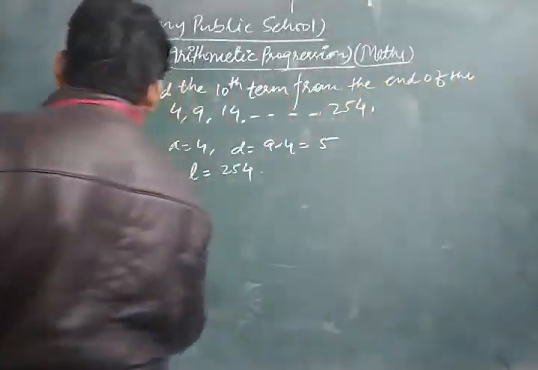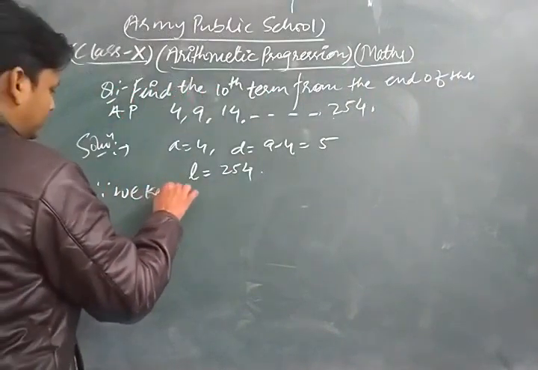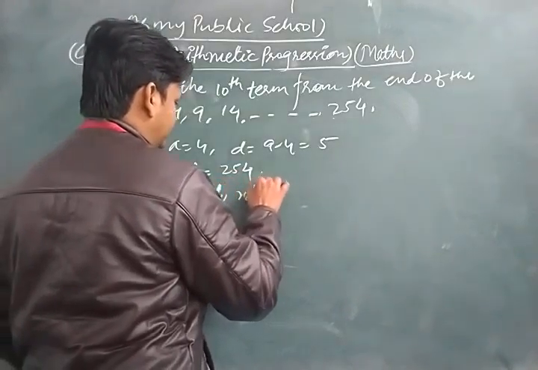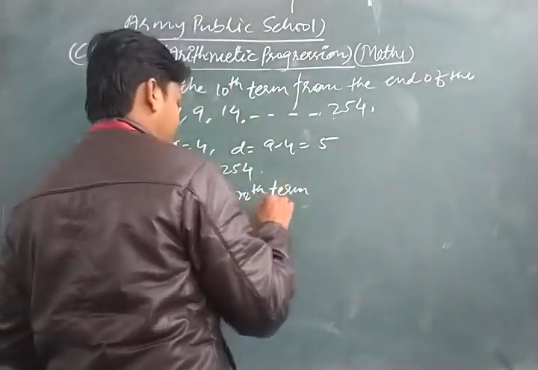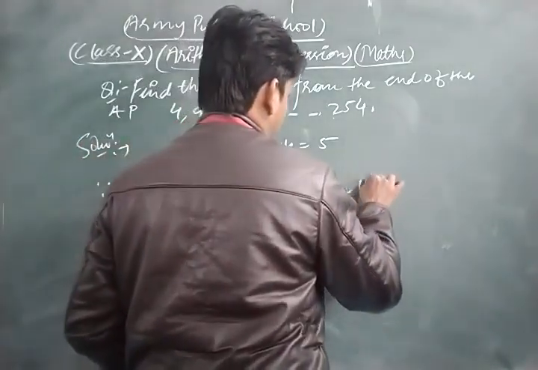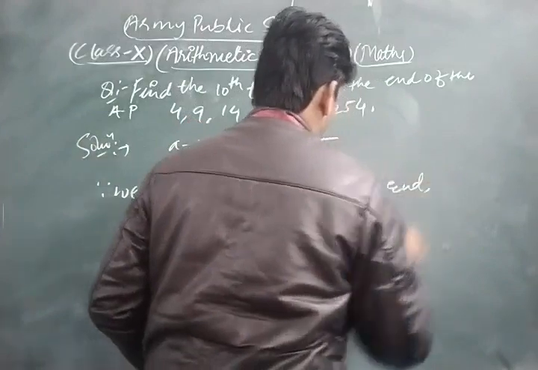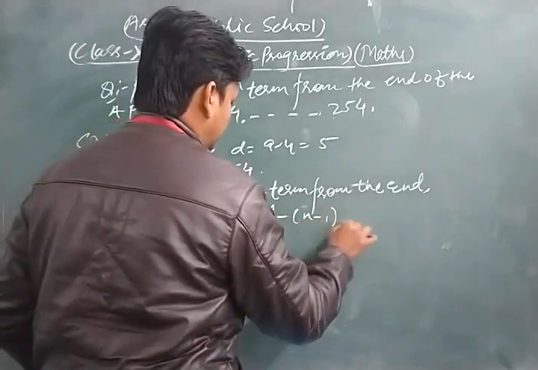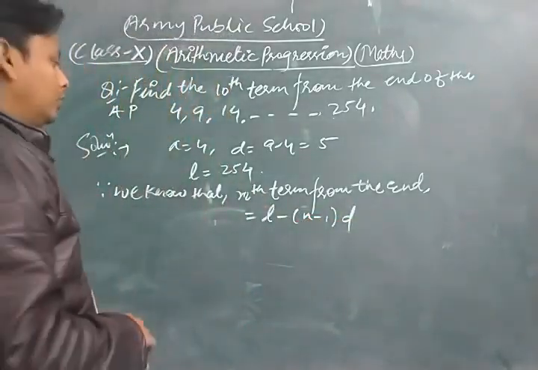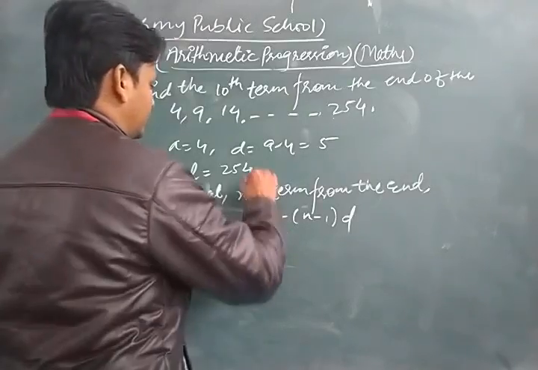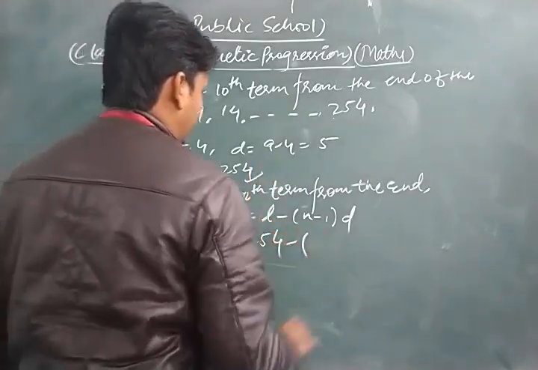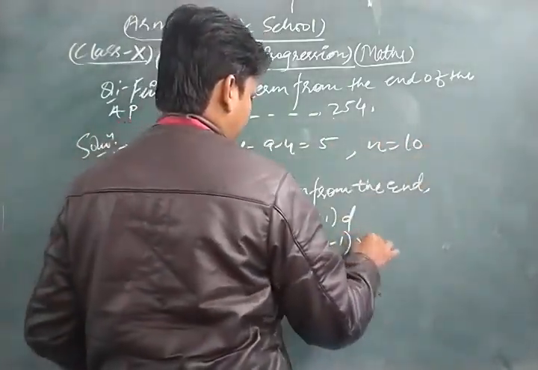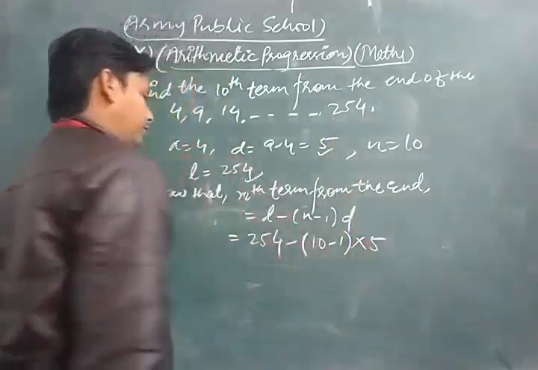Since we know that the nth term from the end will be L minus (n minus 1) into d. Here L is the last term, that is 254, the value of n is 10, so this is 10 minus 1, and the common difference is 5, so we put 5.